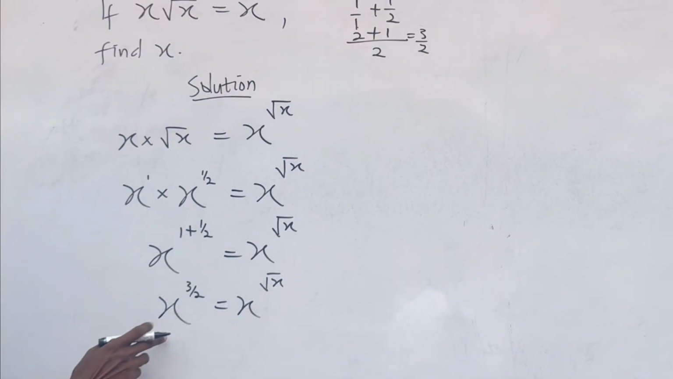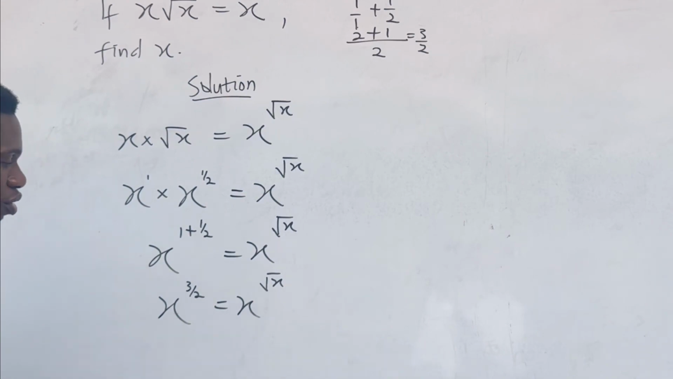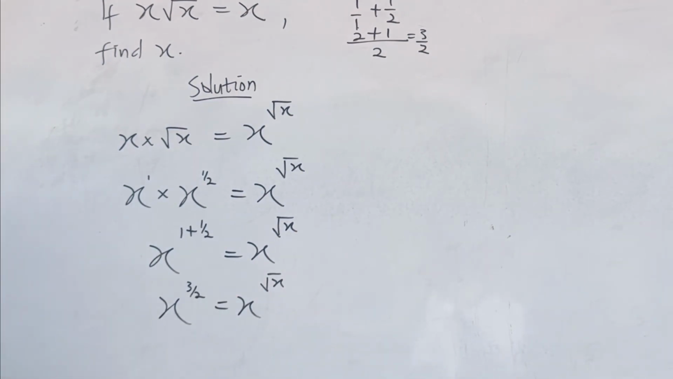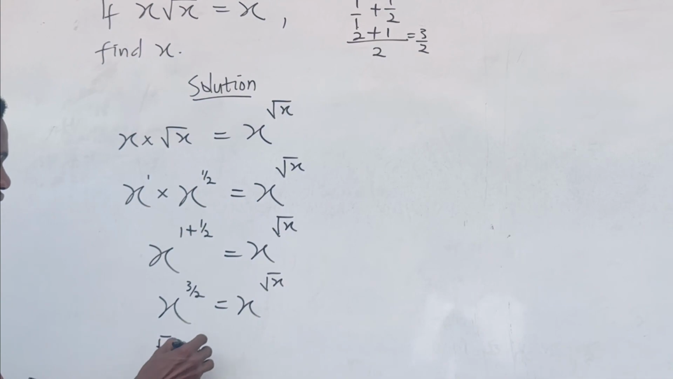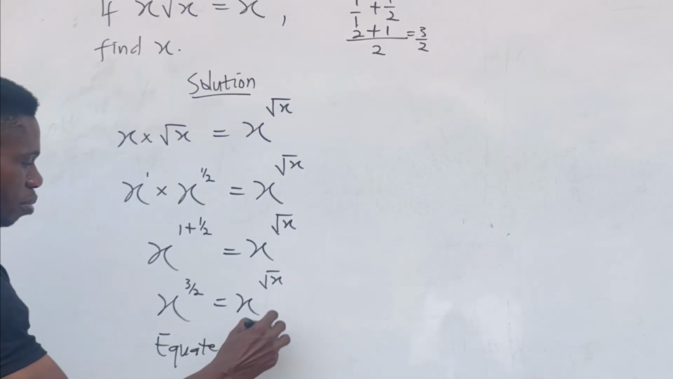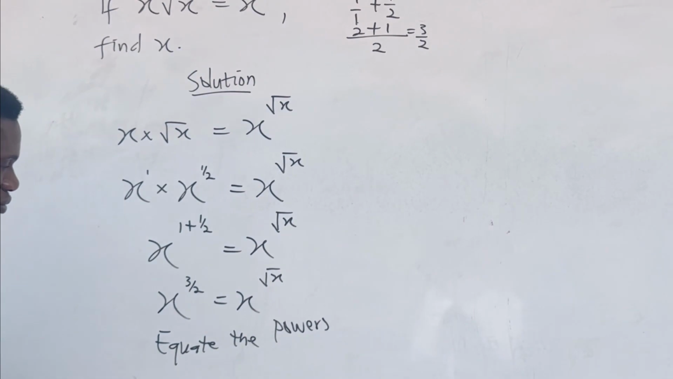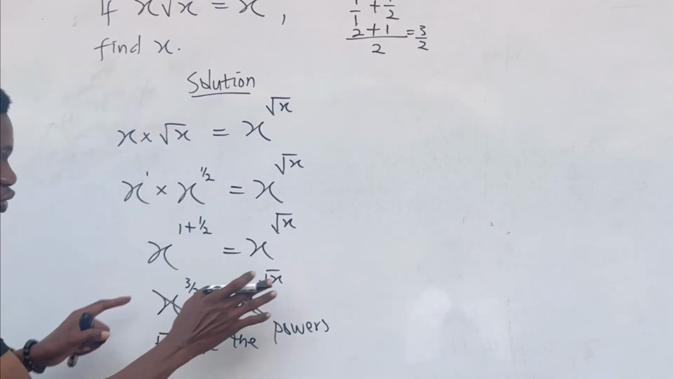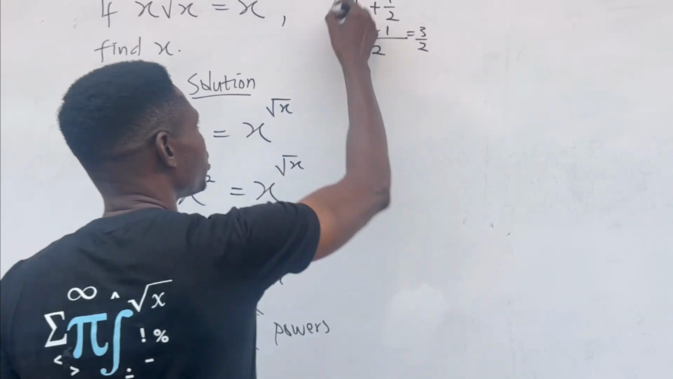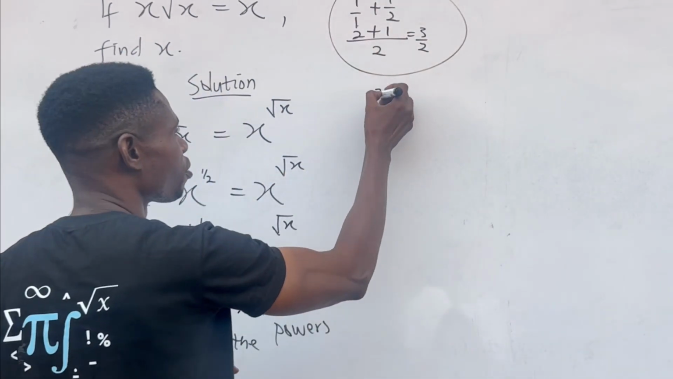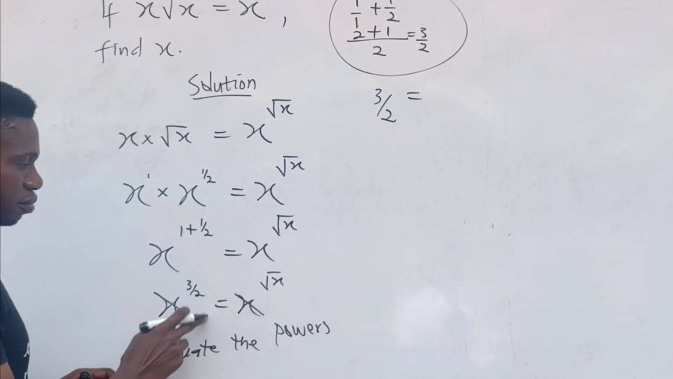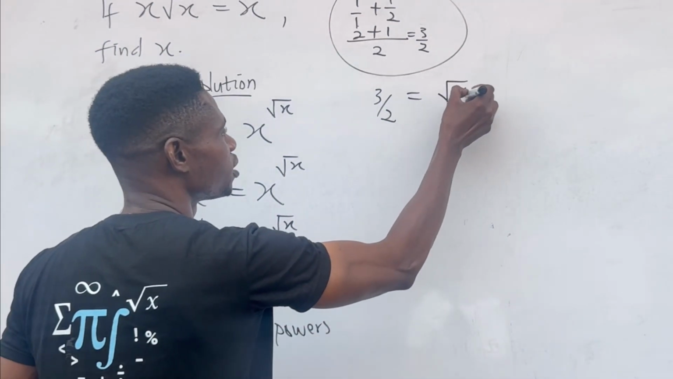Now, if you look at these two sides very well, the bases are equal. And in standard practice in mathematics, if the bases are equal in an equation, the powers have to be equal. So we can apply that. So we say equate the powers. So this cancels this. What we have left, let me bring it up here, is 3 over 2 equal to what? Root x.